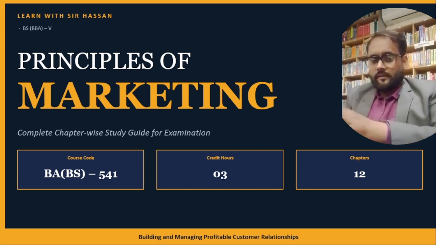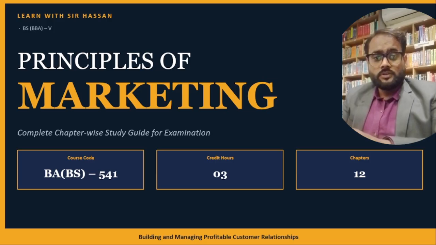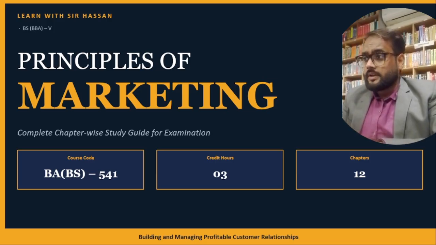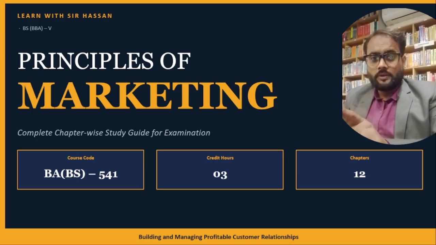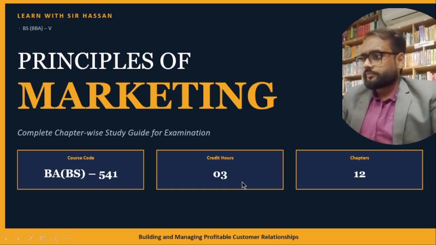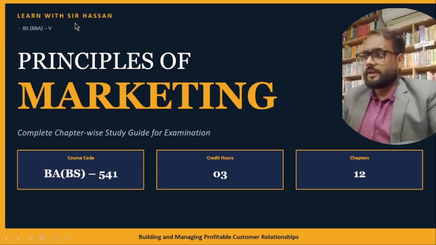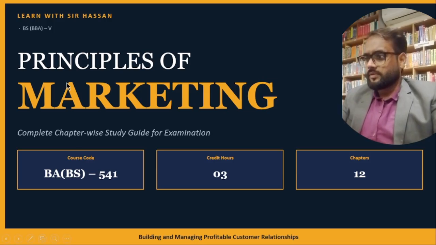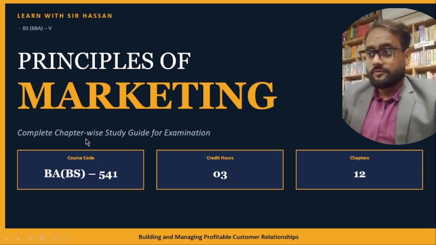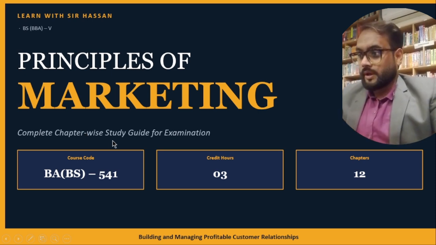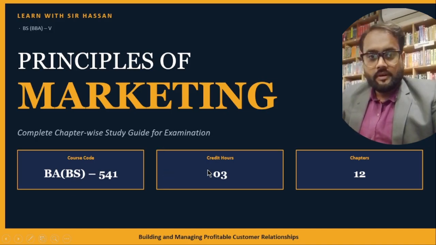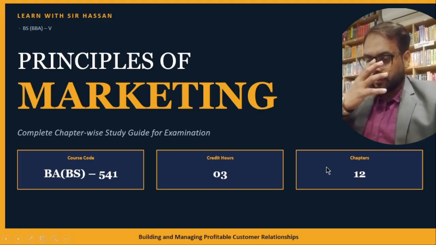I have divided the chapters, and this course outline is according to the university level. I have made this course outline for a very well-known university. You can also see the name of that university on my slides, but I'm not going to highlight the university name. You will definitely, inshallah, see that. So this is the channel, my name, Learn with Sir Hassan, and the Principles of Marketing. You will see the complete chapters with a wise study guide for examination purposes. It contains 3 credit hours, and there are a total of 12 chapters you're going to learn over here.